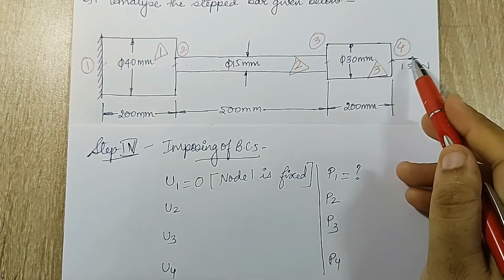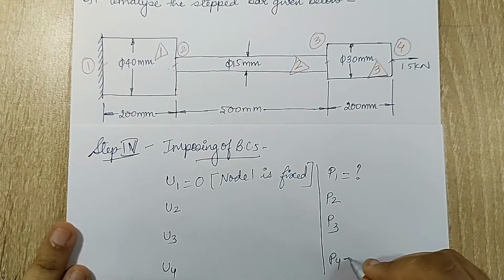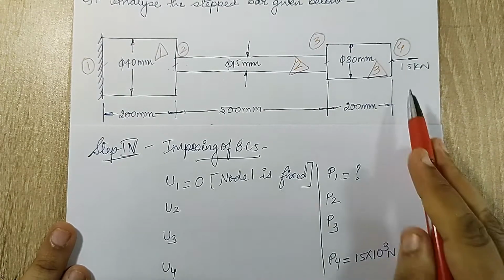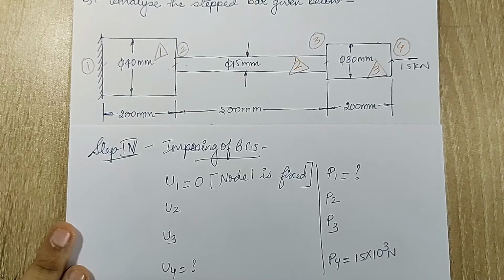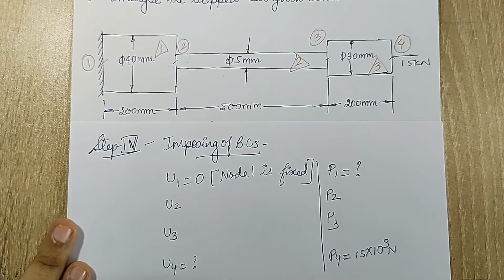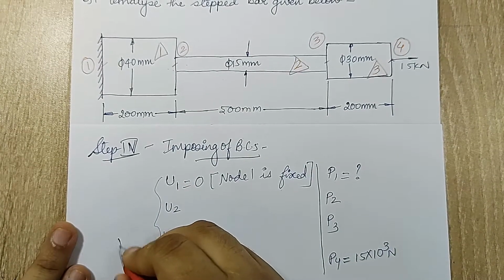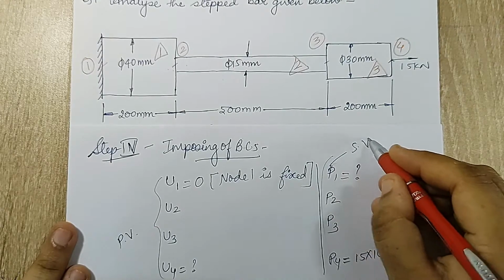If you observe the fourth node, there is a load of 15 kilonewton. So P4 can be written as 15 into 10 raised to 3 Newton. Now obviously if there is a load here, there will be maximum displacement at this point which I need to calculate. There is one more thing you need to remember: these terms of displacements are called primary variables and these terms are called secondary variables.